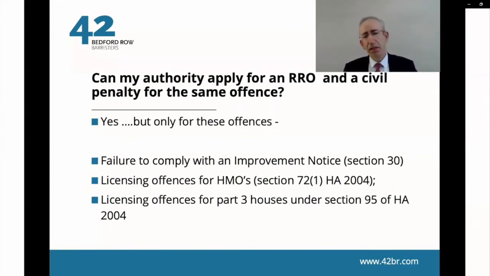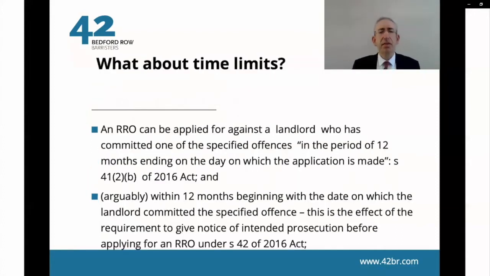Or thirdly, licensing offences for what are called Part 3 houses under Section 95 of the Housing Act 2004. So those are the three types of offences where you can apply for a rent repayment order and a civil penalty. And that way, if successful, the local authority may recover a considerable amount of its expenditure in enforcement activities.